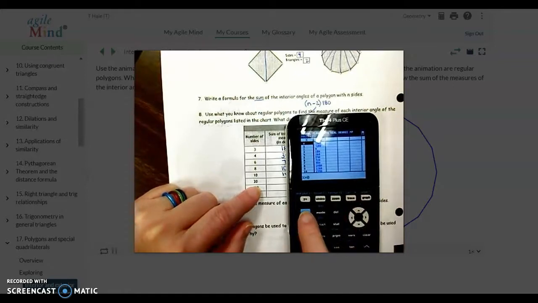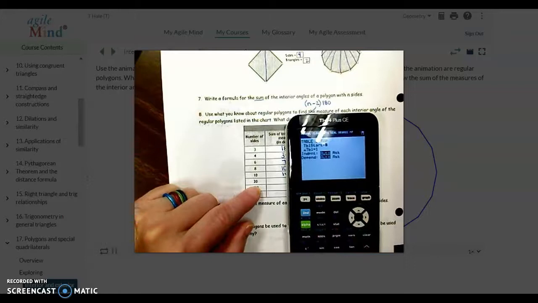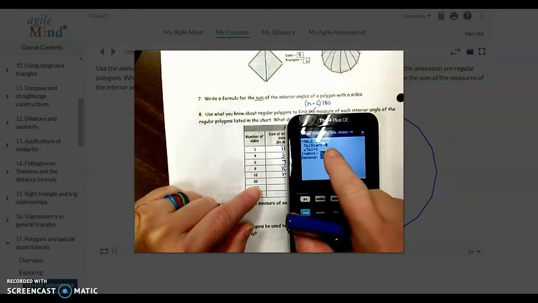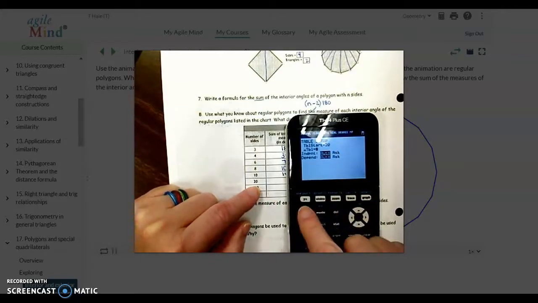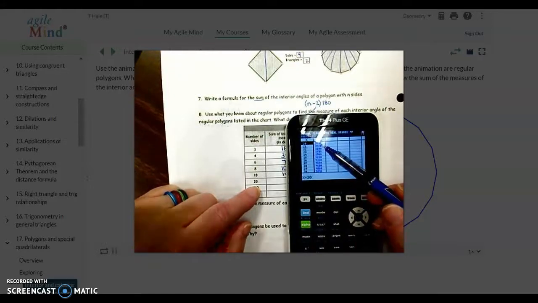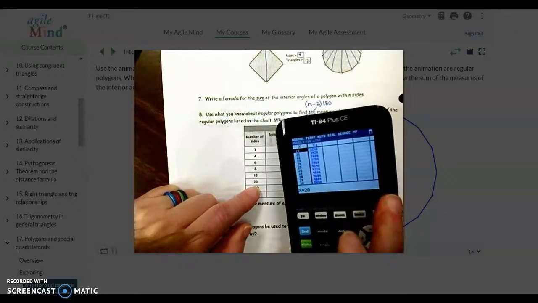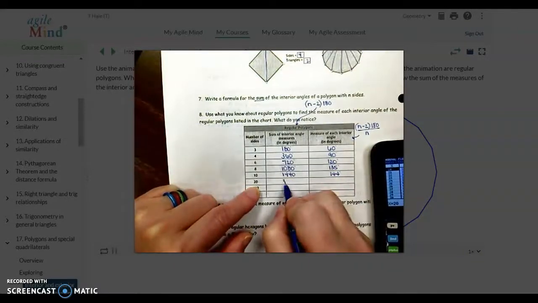So to get to 20, I'll show you another thing that you can do with your calculator, go to your table settings, which is above window. So go to second window, and you get to tell where your table starts. So instead of scrolling all the way to 20, I'm just going to tell it to start at 20. And then look at my table, and it tells me if it has 20 sides, the interior angle sum, I don't know if you can see that, is 3,240 degrees.